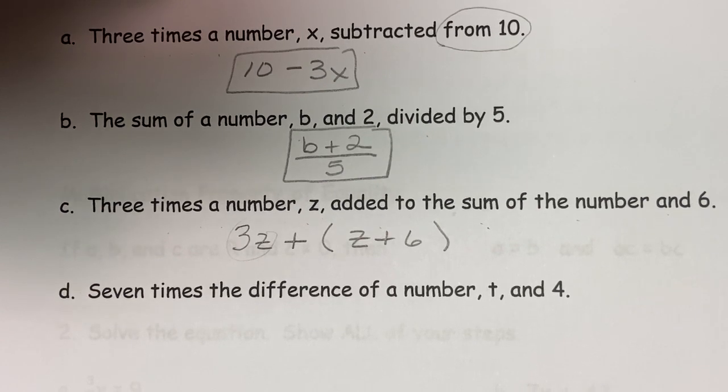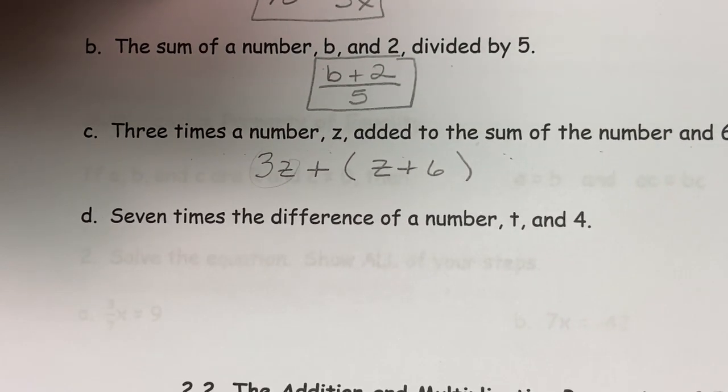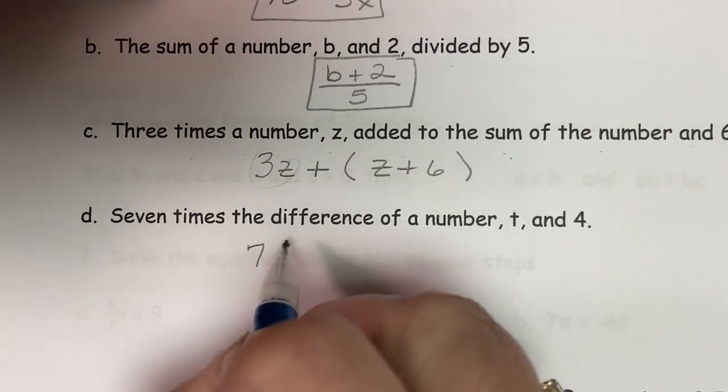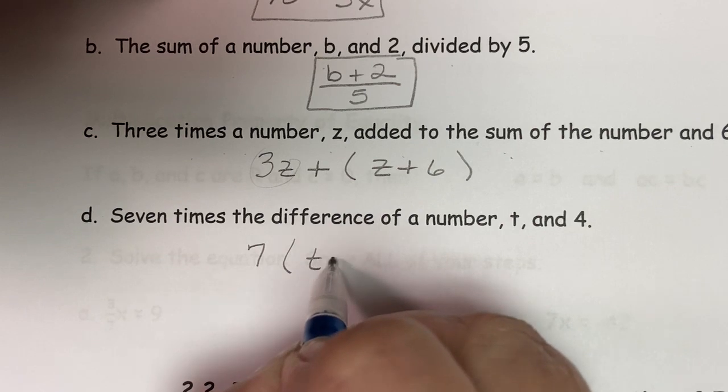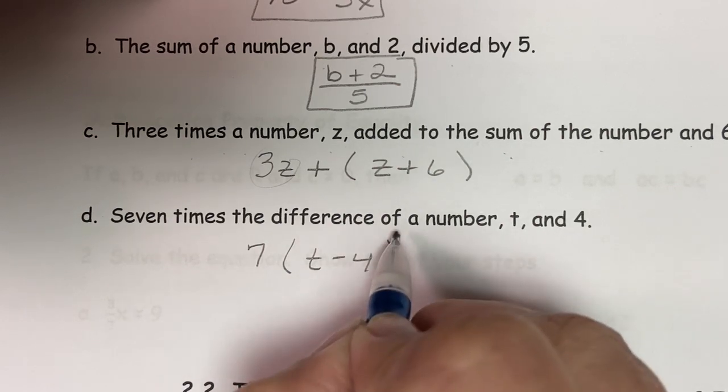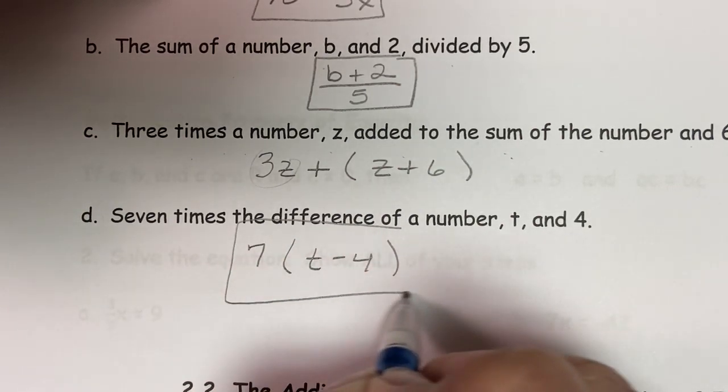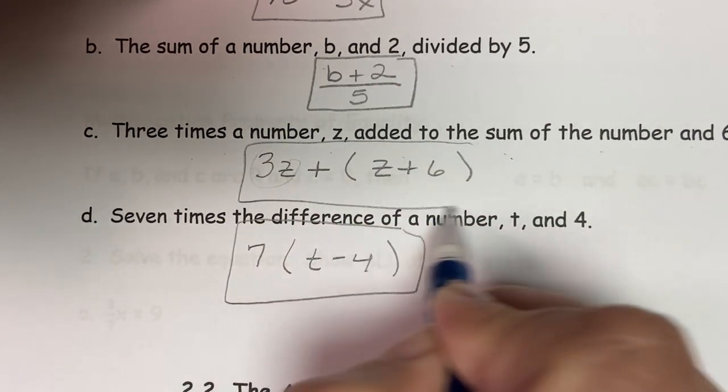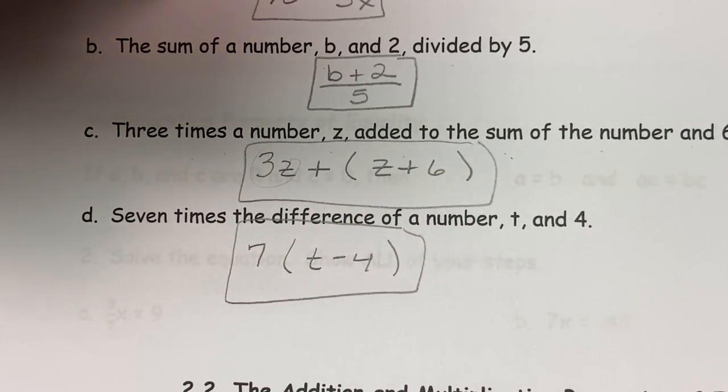And last but not least, 7 times the difference of a number t and 4. So 7 times, what are we multiplying by 7? We're multiplying the difference of t and 4. So we're multiplying the whole difference of t and 4.